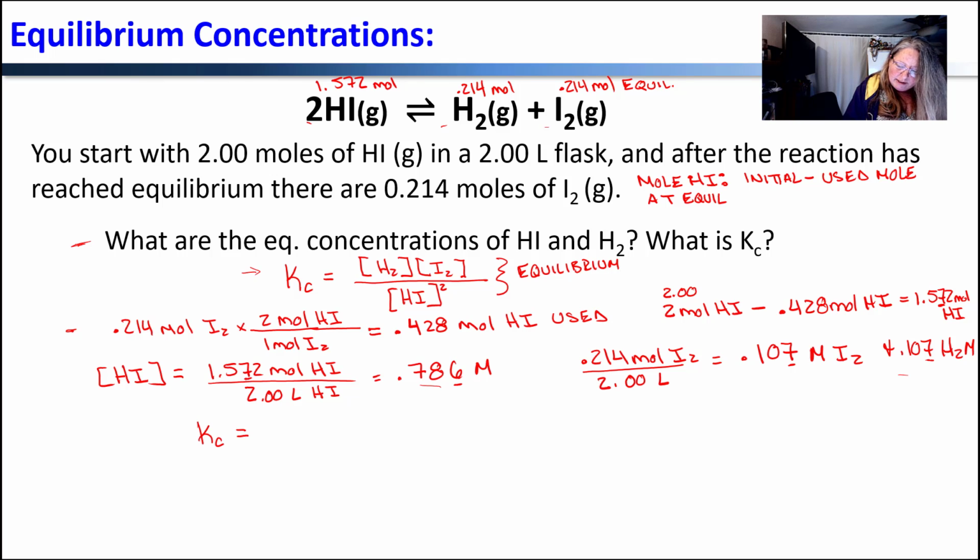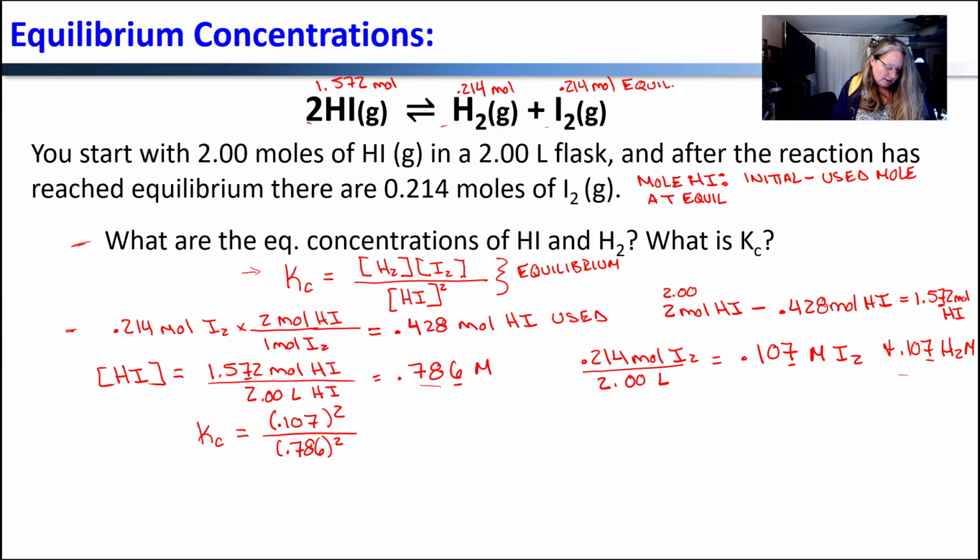Kc then is going to be my 0.107 squared divided by the 0.786 squared. Now, why am I just squaring them both right out of the gate? Well, because they're both the same molar concentrations, so they have the same molarity, so it's just the same value squared. The 0.786 is squared because my equilibrium constant had that value squared.